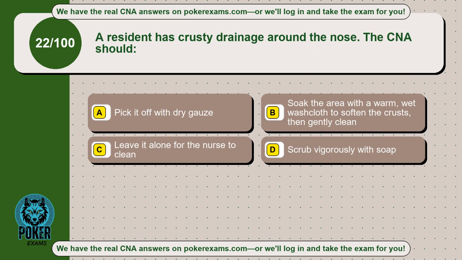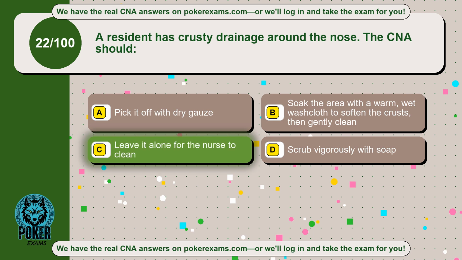Question 22. A resident has crusty drainage around the nose. The CNA should: Option A, pick it off with dry gauze. Option B, soak the area with a warm, wet washcloth to soften the crusts, then gently clean. Option C, leave it alone for the nurse to clean. Option D, scrub vigorously with soap. The correct answer is option C.